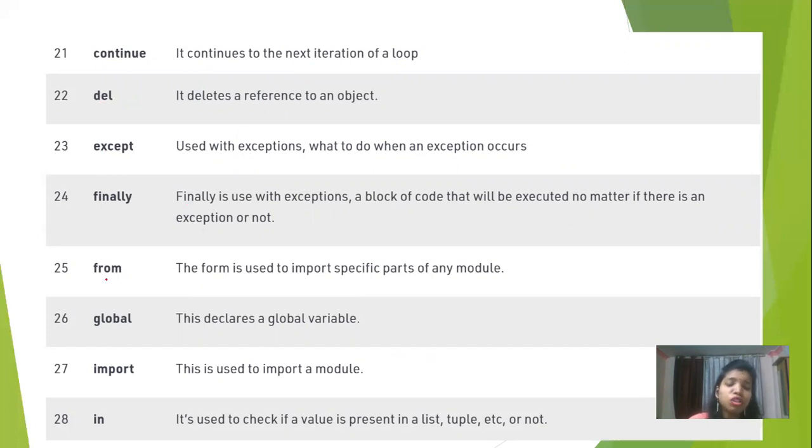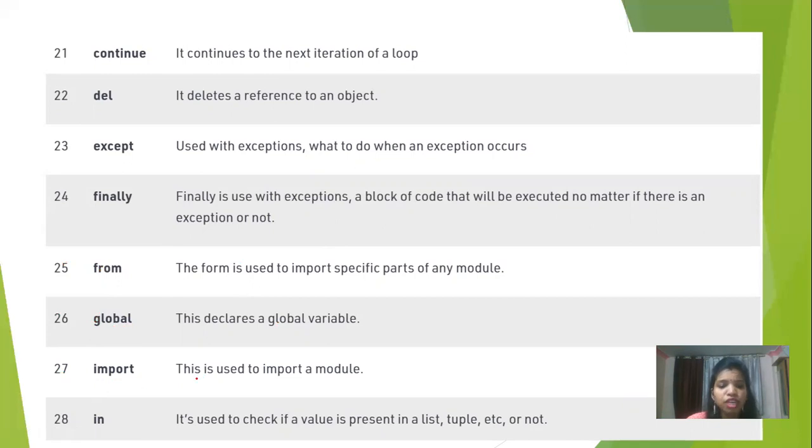From means if you want to take some part from any particular module, you have to indicate from this data, from this, like this. Global means if you want to set a variable that is global, it can be used anywhere in the program, then global will be used.